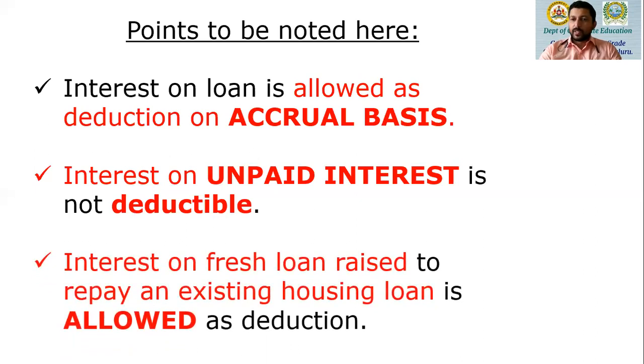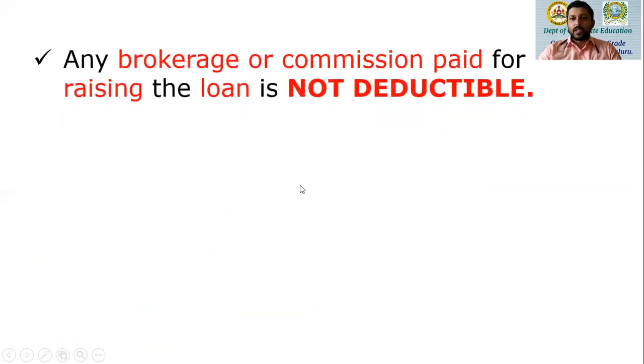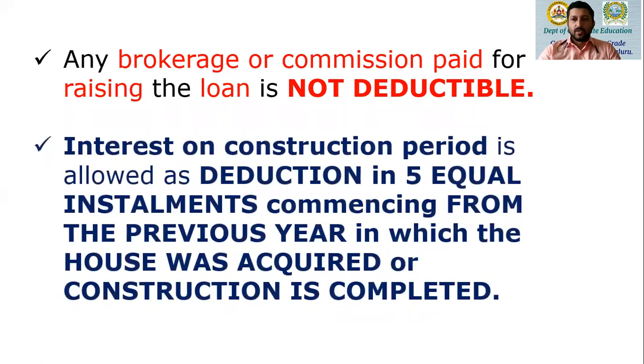Sometimes what happens is we shift our loan from bank A to bank B because bank B is giving a better, reduced rate of interest. In such a case, interest on a fresh loan raised to repay an existing housing loan is allowed as deduction. This benefit is available to the assessee. Any brokerage or commission paid for raising the loan is not deductible. So if the borrower pays any brokerage or commission to an agent or broker for raising the loan, such brokerage or commission cannot be claimed as deduction under section 24.